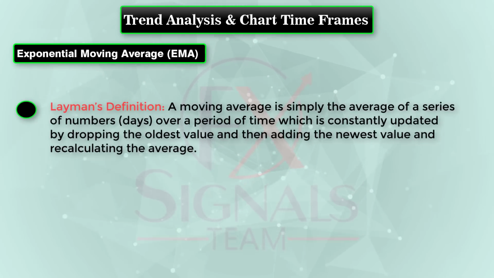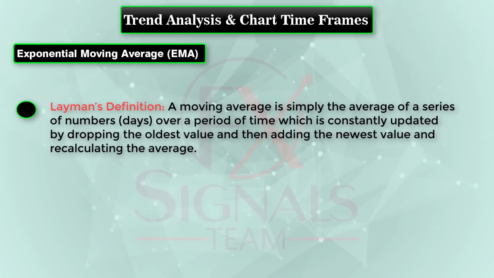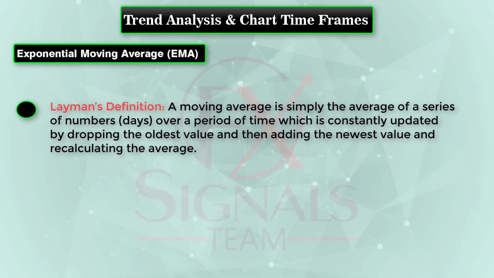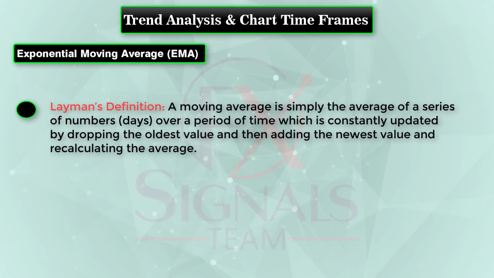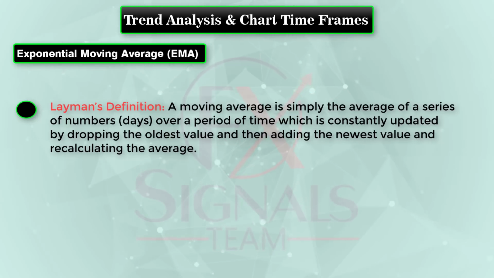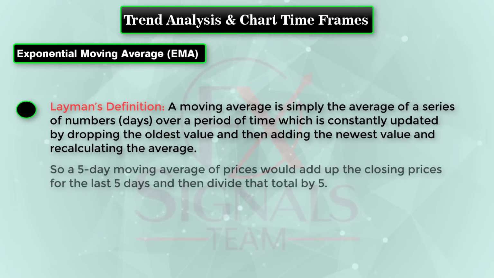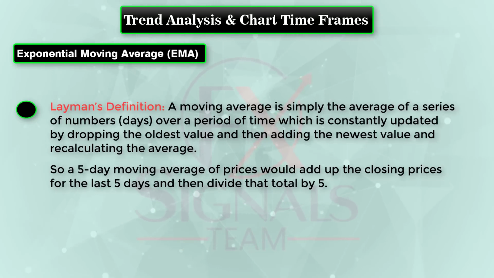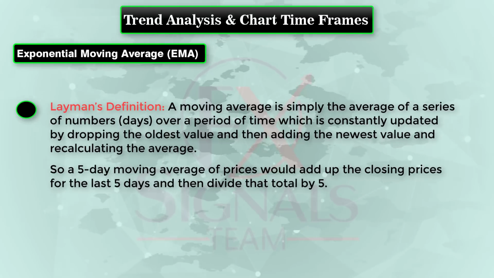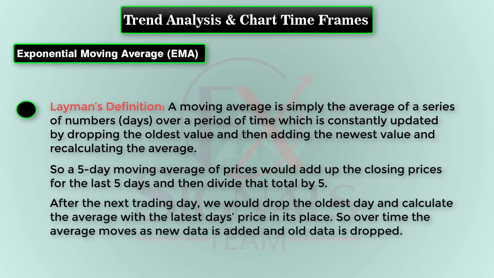Layman's definition: a moving average is simply the average of a series of numbers over a period of time which is constantly updated by dropping the oldest value and then adding the newest value and recalculating the average. So a 5-day moving average of prices would add up the closing prices for the last 5 days and then divide that total by 5. After the next trading day, we would drop the oldest day and calculate the average with the latest day's price in its place. So over time the average moves as new data is added and old data is dropped.